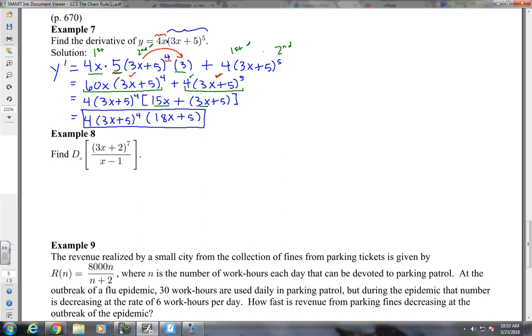On example 8, we're also going to have to apply a combination of rules. Just looking at the function, the main overall structure is that it is a quotient, so I'm going to have to apply the quotient rule. But when I get ready to differentiate the numerator, I notice it's the composition of two functions. So on that little detail of the quotient rule, we'll apply the chain rule.